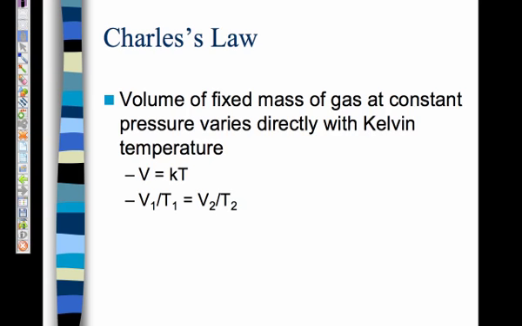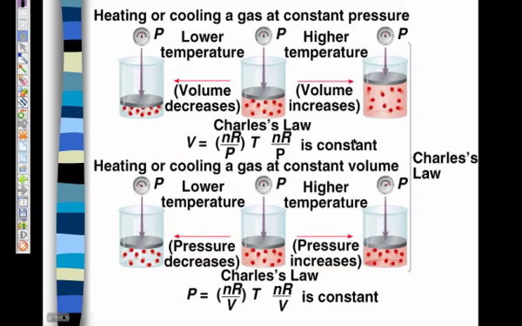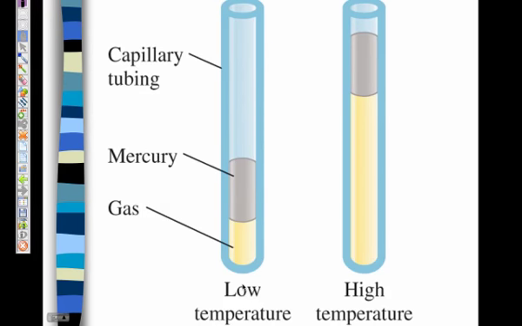Here's a picture of it. If we have higher temperature, the volume will increase, versus lower temperature, volume will decrease. It's also related to pressure, but we have a separate law for that. Tomorrow we'll combine all these laws together to get one nice combined law. The capillary tubing is another way they can measure this. They can measure how high this mercury rises by heating this gas. It expands.